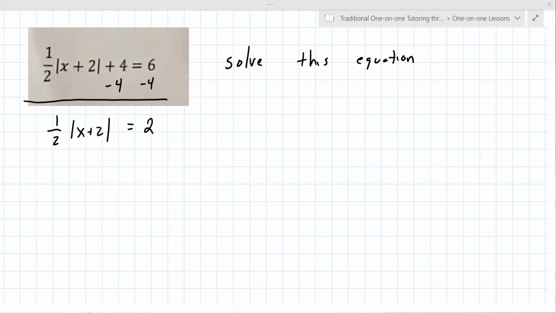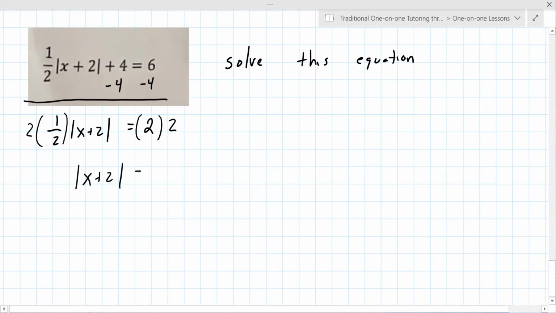Do you have this down? Yeah. Okay, so we have to undo this 1/2 here, and we undo it by multiplying by 2. So on the left side, it's x plus 2 equals 4. The right side is 4.